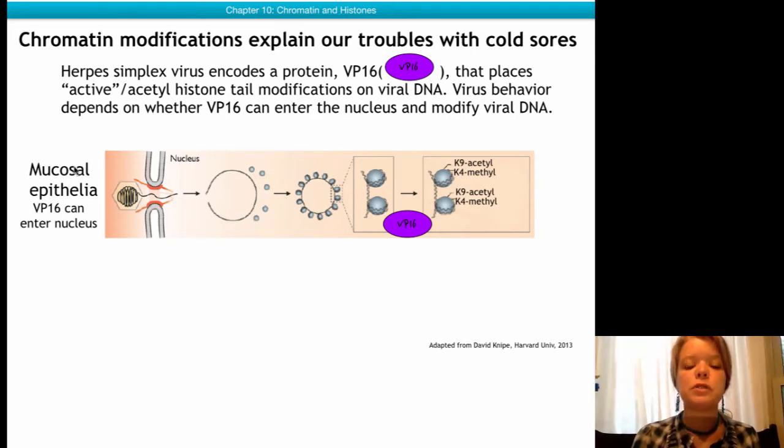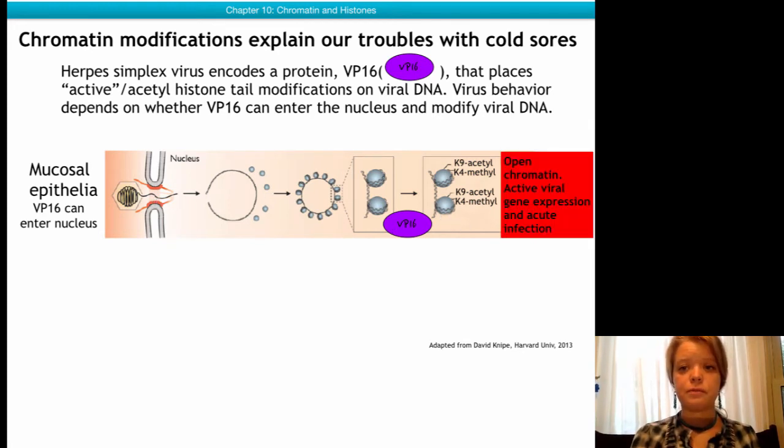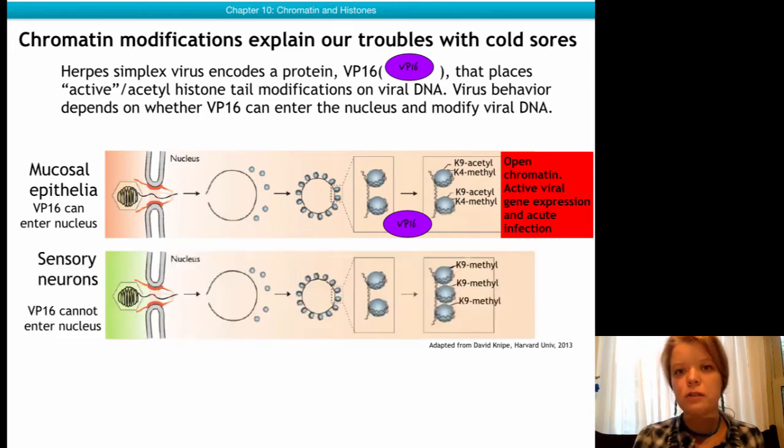That happens in the mucosa, in the epithelium of the mouth, because there the viral protein VP16 can get into the nucleus. So we have open chromatin of the viral genome and active viral gene expression, acute infection. That's what a cold sore is. It's an acute herpes infection. The cells of the tissue affected by the cold sore are actively in the process of lysing and releasing lots of viral particles. Now, the virus also can infect sensory neurons.